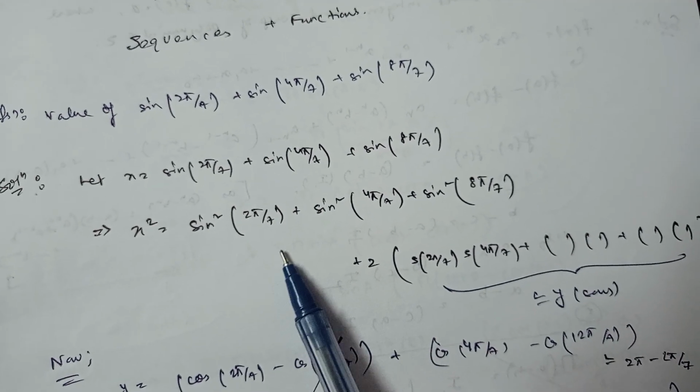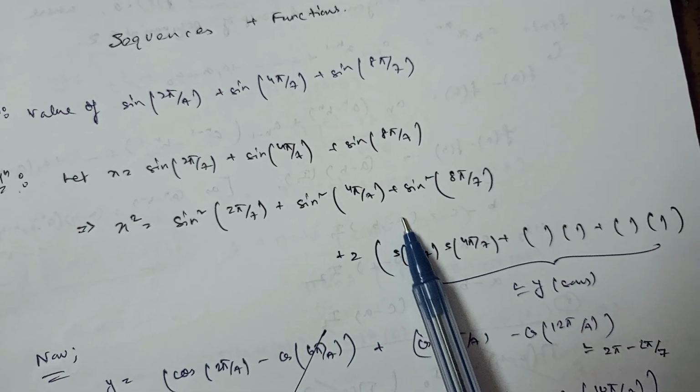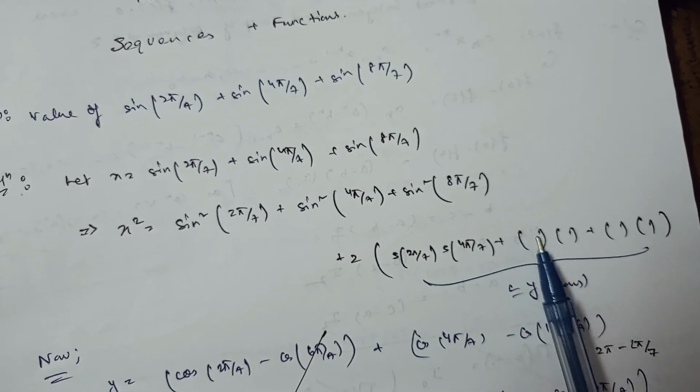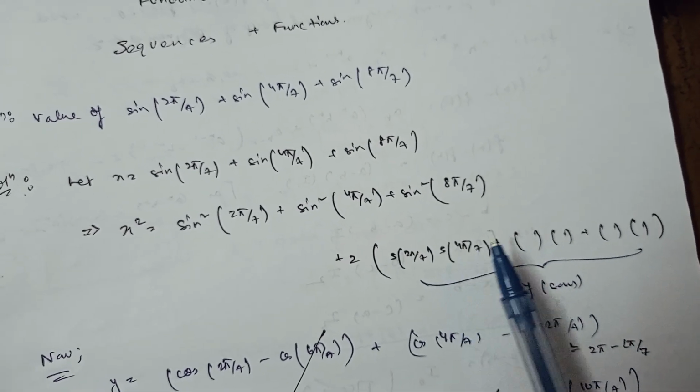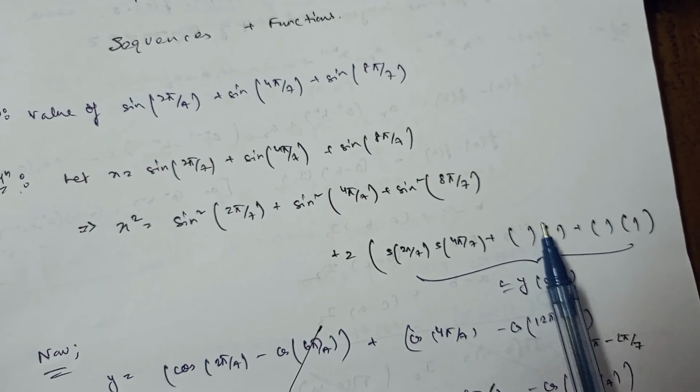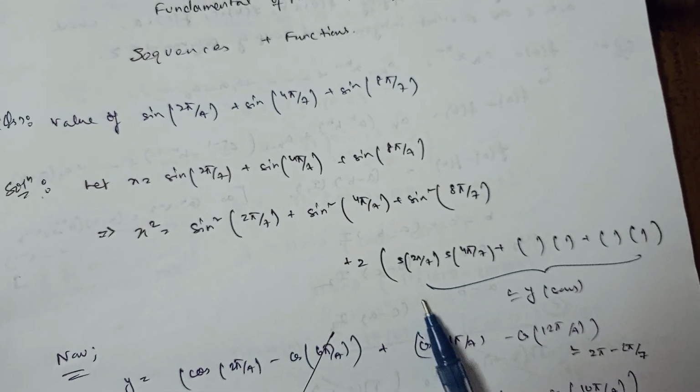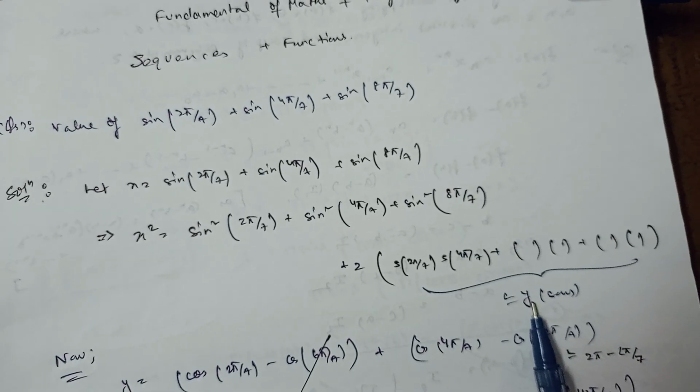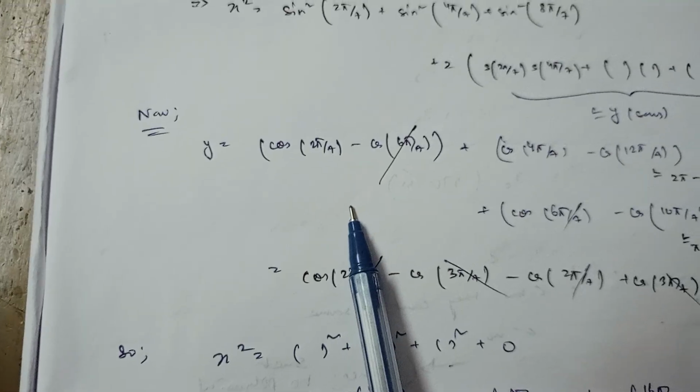So twice of sine of 2 pi by 7 sine of 4 pi by 7 plus these two brackets plus these two brackets, so there will be a total of 3 terms and multiplying 2 each, right? Now we will consider this as y. All right, if we do consider it as y, let's just solve the y part.